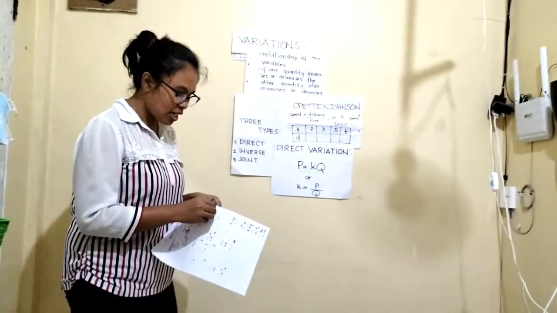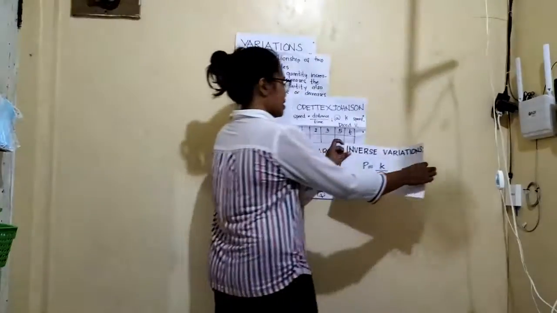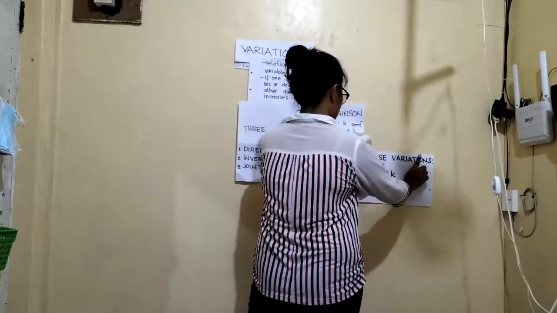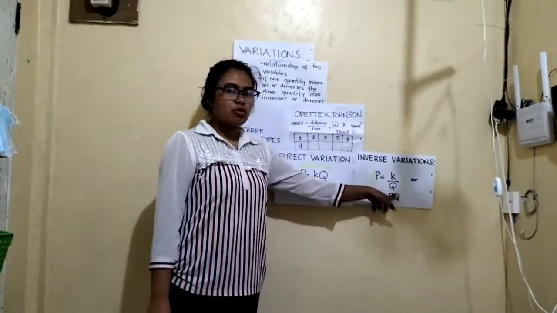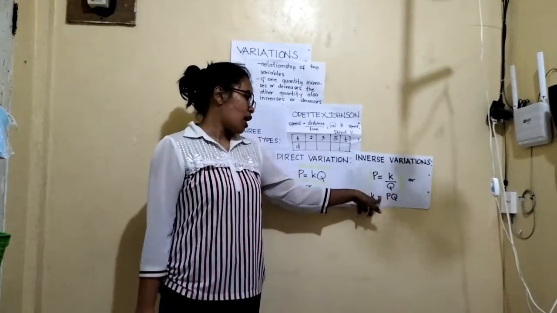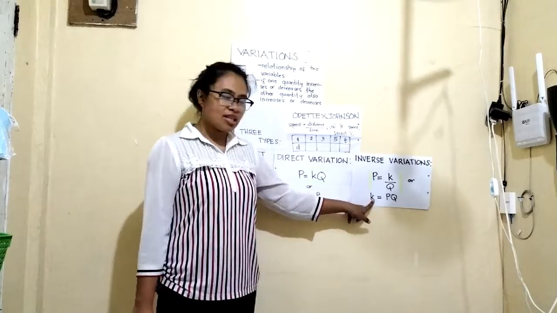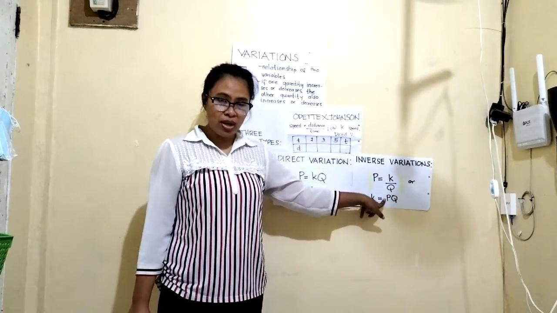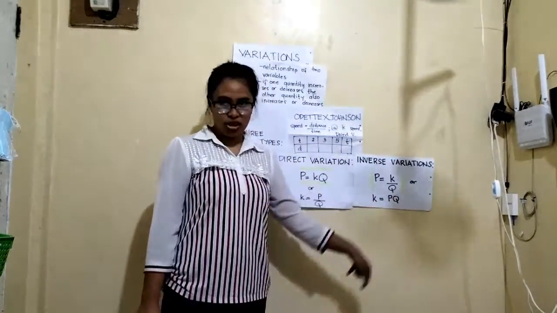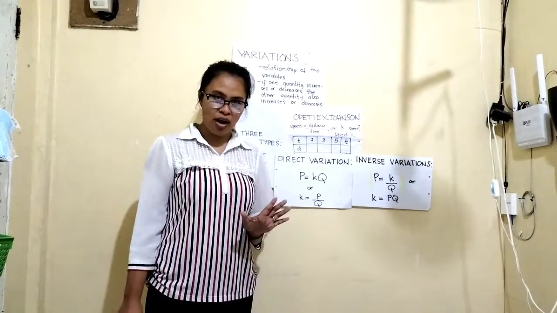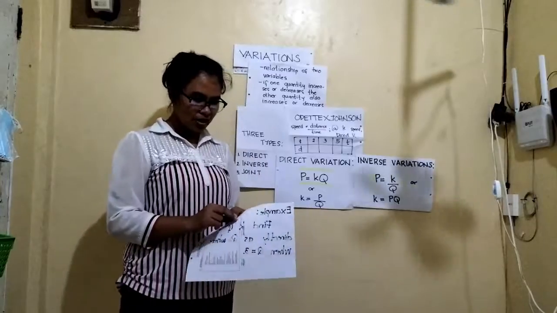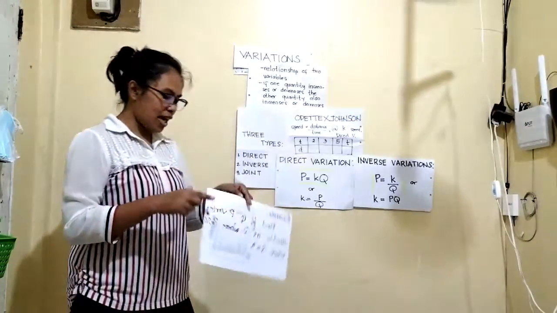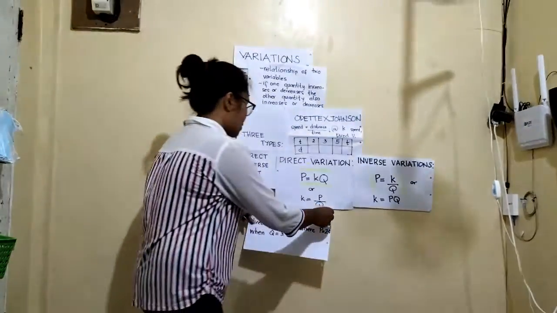However, in inverse variation, P is inversely proportional to Q, which is the constant K is equal to the product of P and Q. Okay, are you with me so far? Right. Let's elaborate. For example, for direct variation, we have this example. Okay.